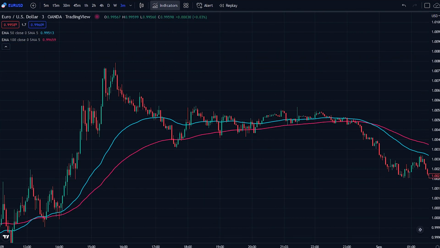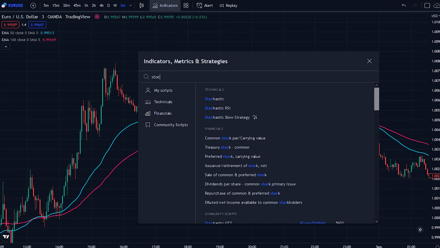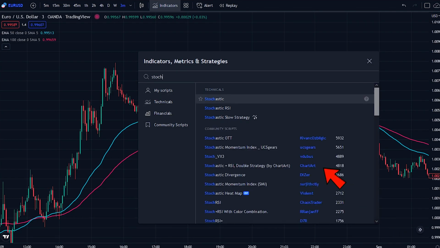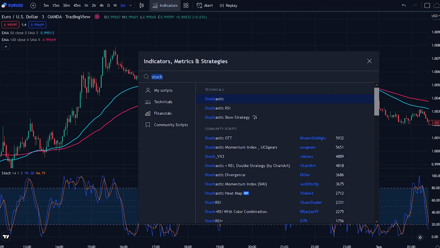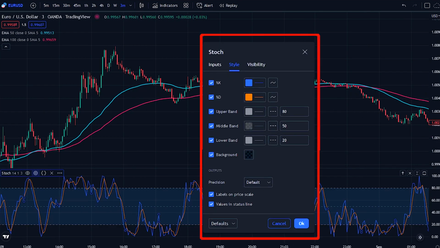Alright, so now let's add our last and final indicator to the chart. Navigate to the Indicator tab again and search for Stochastic. Select the one made by TradingView and then add it to the chart. Once we have added it to the chart, we will also change the settings for the Stochastic indicator.